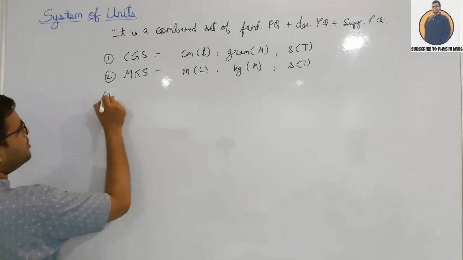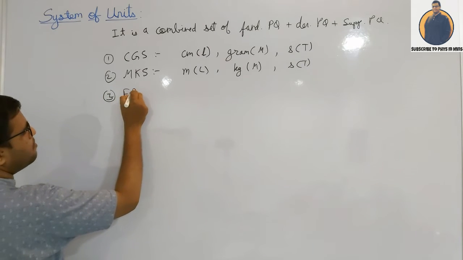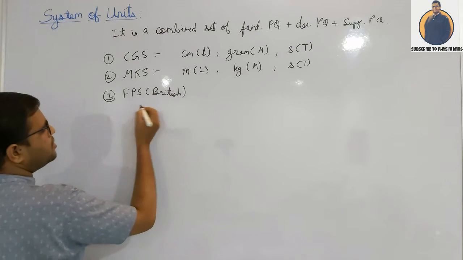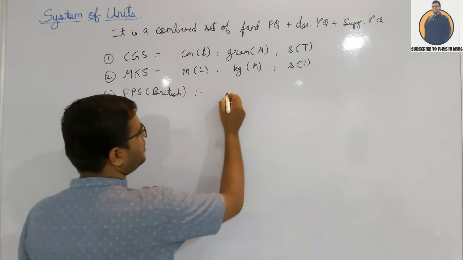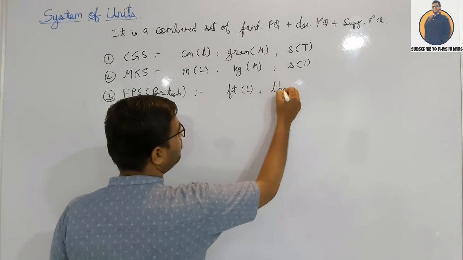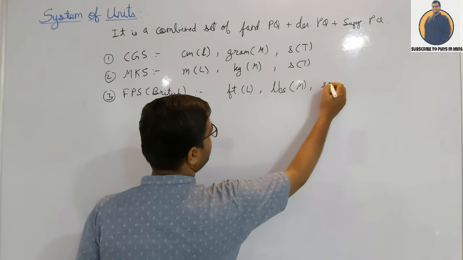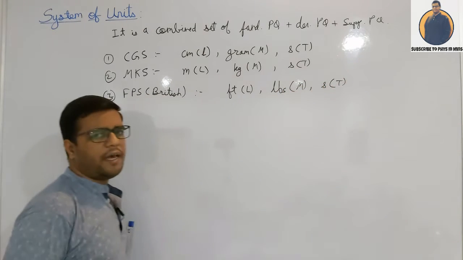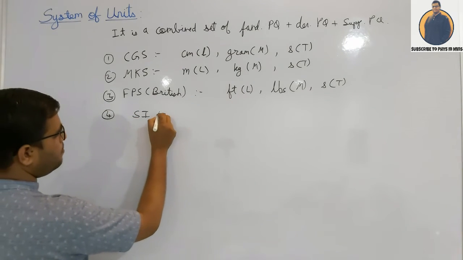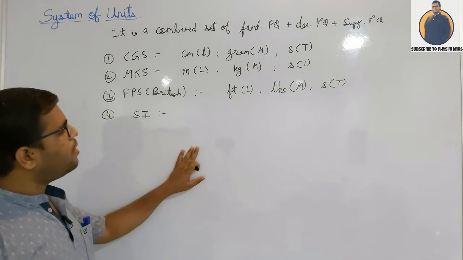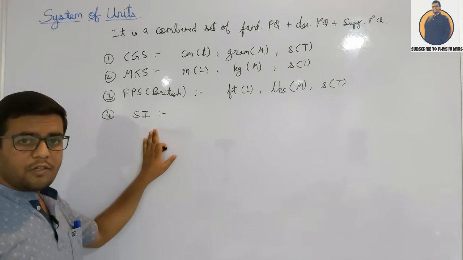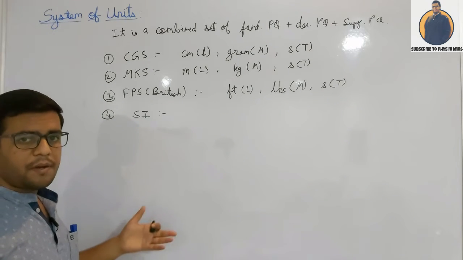Now the third system is the FPS system, which is also known as the British system because it was introduced by the British, and it uses foot for the unit of length, pound for the unit of mass, and again second for the unit of time. And the current system, which is the SI system, is slightly different from the above three systems of units because it contains 7 fundamental units and 2 more units which are supplementary units.